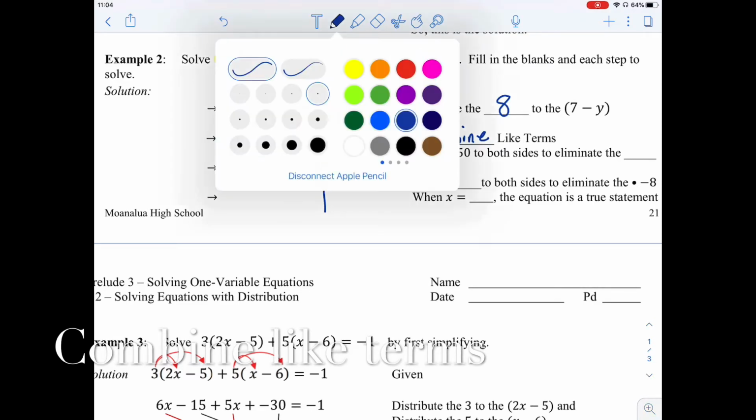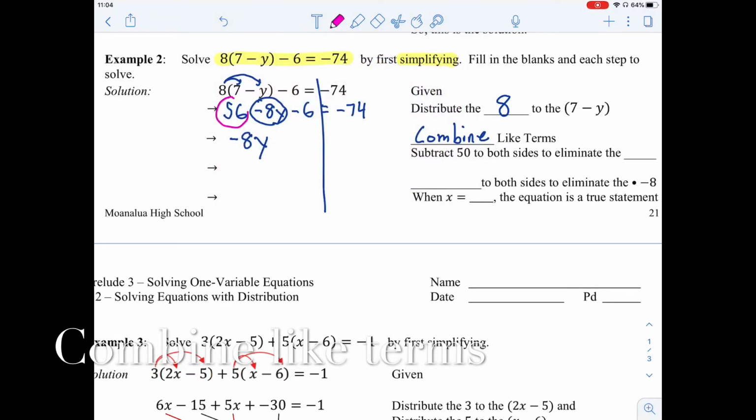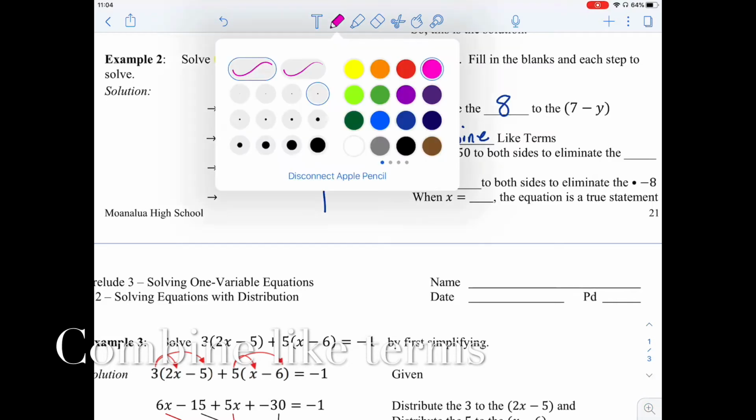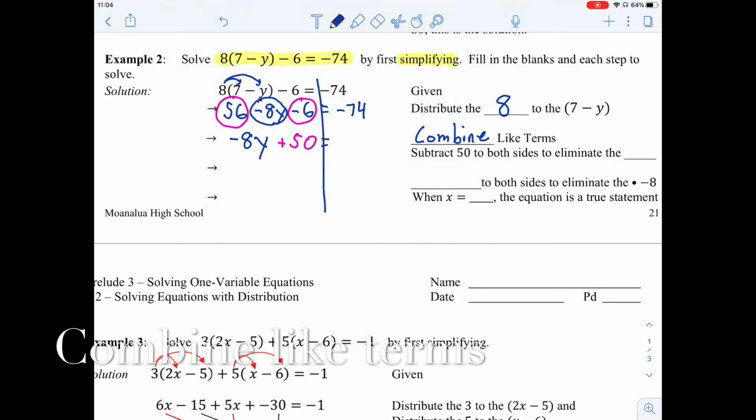Then we look at what else we have. We have our constant 56 and our constant negative 6. So we're going to combine that on the left side. So 56 minus 6 is going to be positive 50. Bring down the rest. So we have equals negative 74. There's nothing on the right except a number, so we just bring down the number.